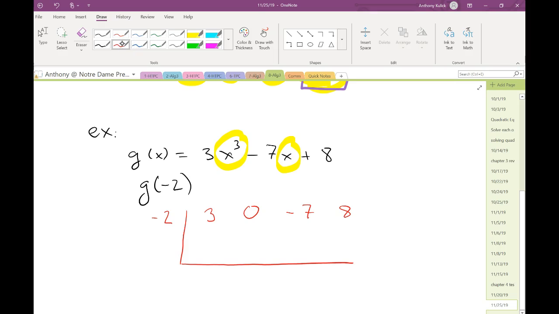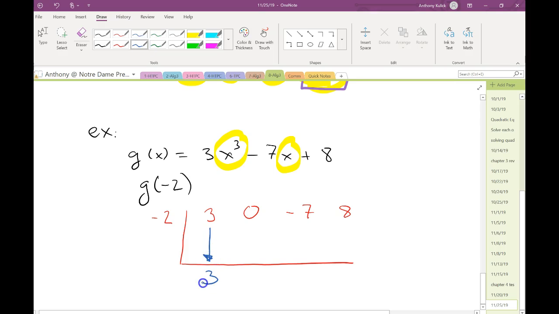Okay? Just like when we drew the grid, we included those zeros when we skipped terms in our standard form polynomial. We're going to do the same thing here. You absolutely need to include the zeros, or this will not work. Everybody's okay so far? All right. Let's begin then.